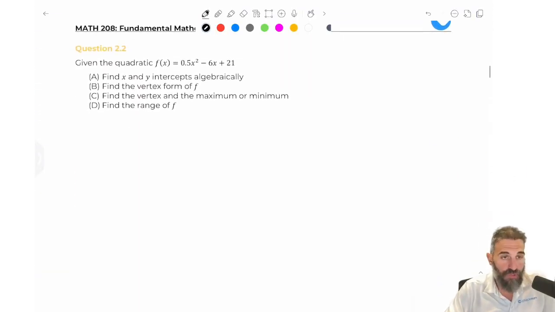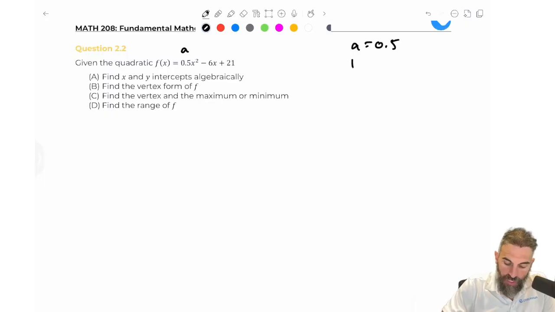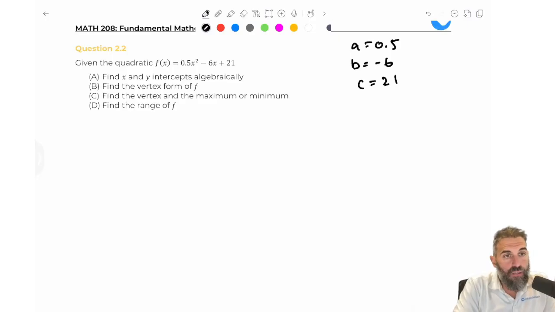Now we've given you this quadratic equation. So again, I have my A. This is A here. B is -6, and C is 21. Okay. Find the x and the y intercepts algebraically.